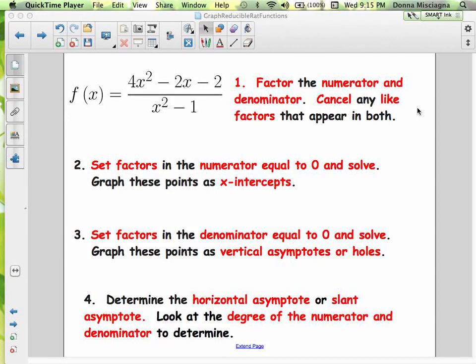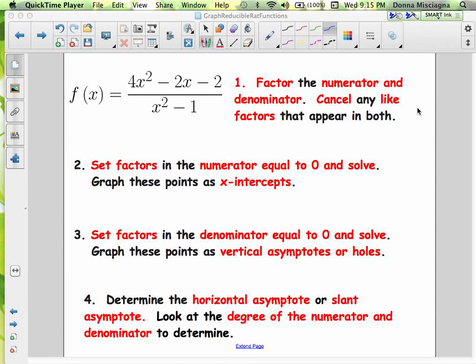Welcome. So let's graph this one. All right, so factor the numerator and denominator and cancel any like factors that appear in both. So we are always going to factor first and check for any repeating factors. All right, in the numerator there, I'll put it over here.